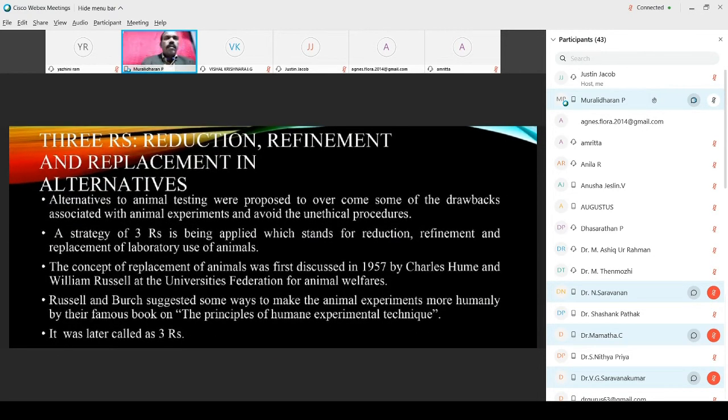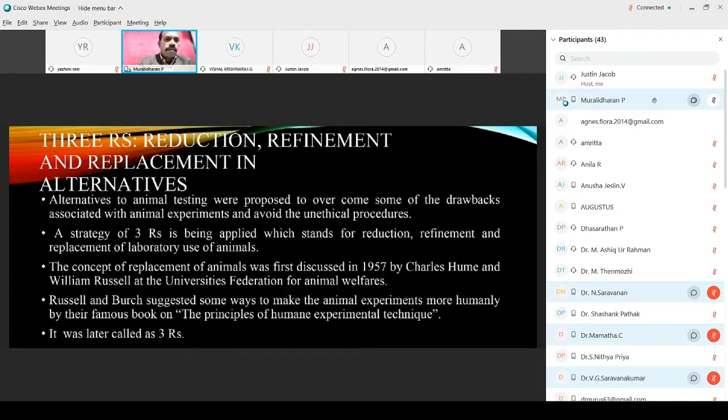And when we look into the matter of alternative models in drug discovery, there are three R's told by the scientists earlier: reduction, refinement, and replacement. So, alternatives to animal testing were proposed to overcome some of the drawbacks associated with animal experiments and to avoid unethical procedures. A strategy of three R's is being applied, which stands for reduction, refinement, and replacement of laboratory use of animals.